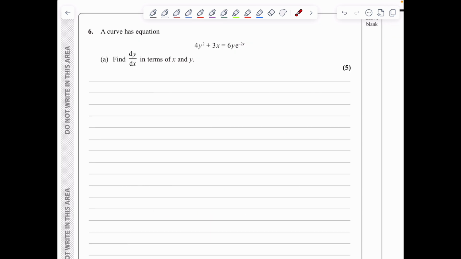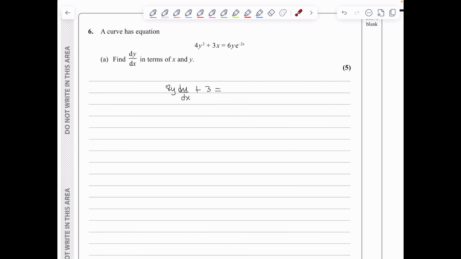In question 6, we're given the curve with this equation here, and we need to find dy/dx in terms of x and y. This is a question on implicit differentiation. So we differentiate from left to right, applying all rules of differentiation as usual. If we happen to be differentiating a term in y, we put a dy/dx term. So the derivative of 4y squared will be 8y dy/dx. Then the derivative of 3x is of course 3.